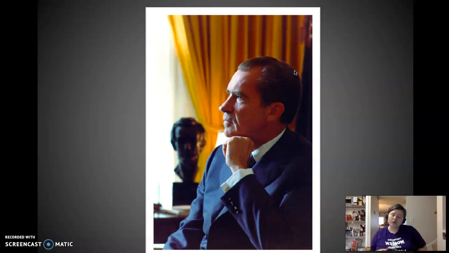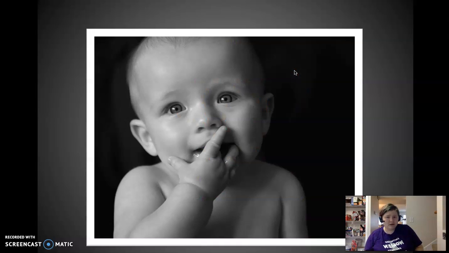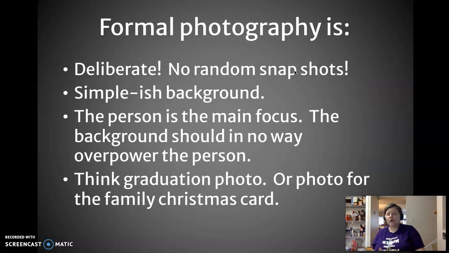Formal portraits usually want to use indirect lighting to keep it as plain and soft and even as it can be. Formal portraits are very deliberate. They're very posed, okay? It's no random snapshots. They've got simple, plain backgrounds. The person is the main focus, and the background should in no way overpower the person. So the background is totally backseat to the person.